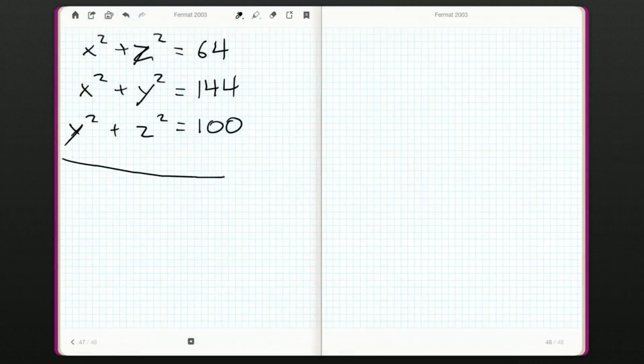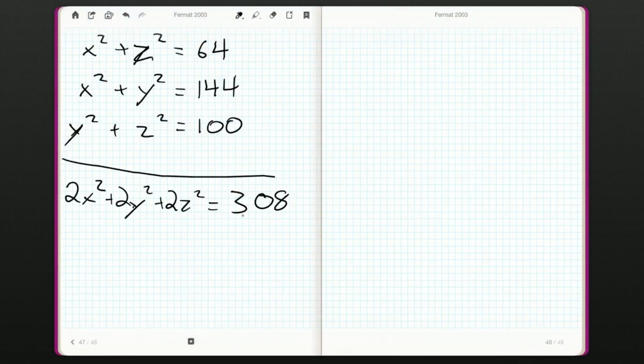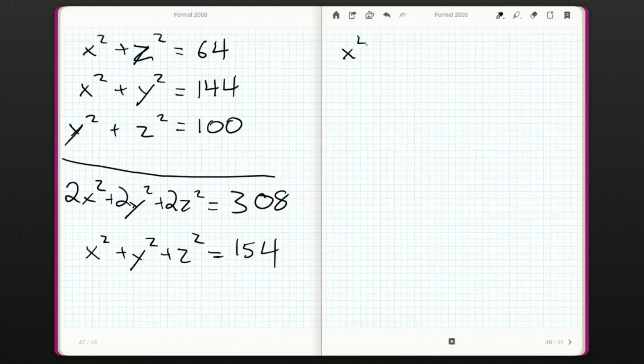What I'm going to do is add up the left-hand sides and the right-hand sides. So I've got 2x squareds, 2y squareds, and 2z squareds here. And on the other side, I've got 4 plus 4 plus 0 is 8, nothing to carry. 6 plus 4 is 10, carry the 1, we should get 308. So x squared plus y squared plus z squared is 154. Okay.